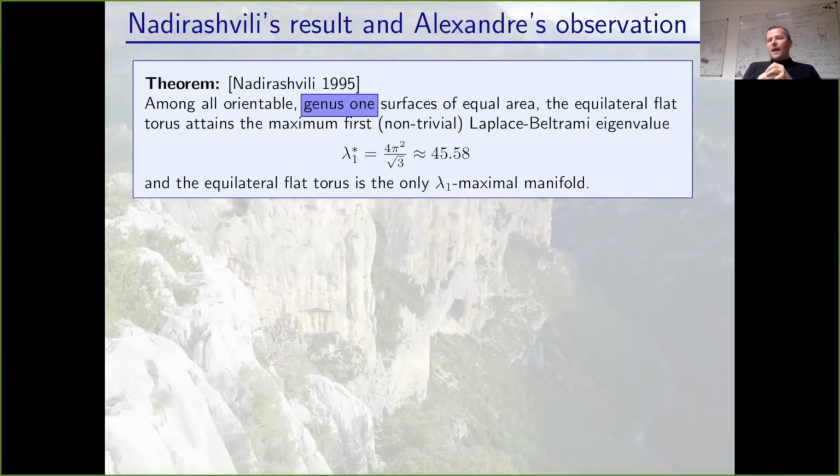So you normalize the area, then you are able to maximize the first non-trivial Laplace-Beltrami eigenvalue. And the maximizer is known. It is the flat torus, which is the only one which maximizes this quantity. Okay, so here, this is a little bit different.